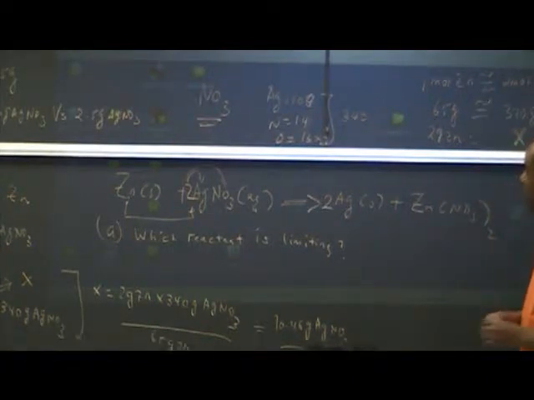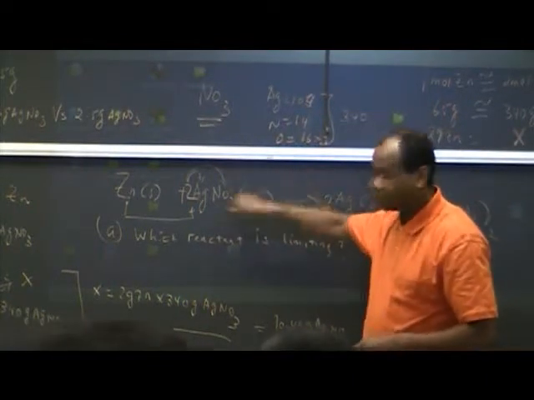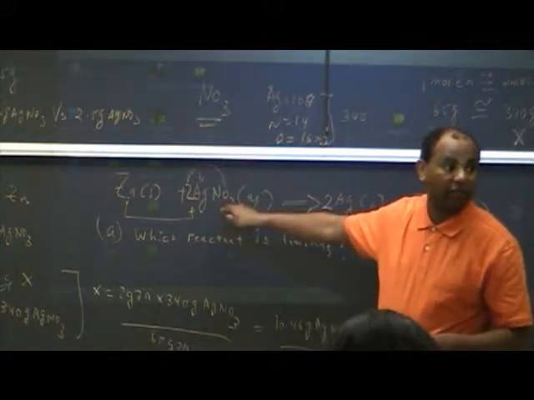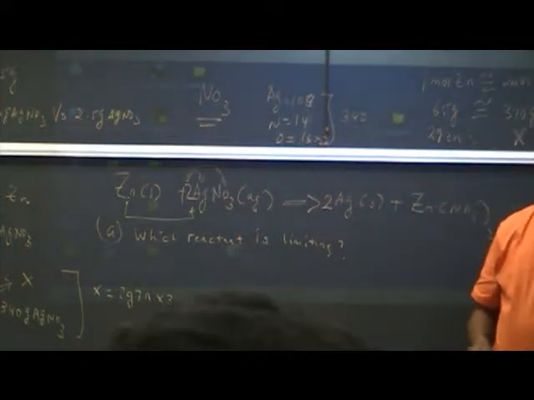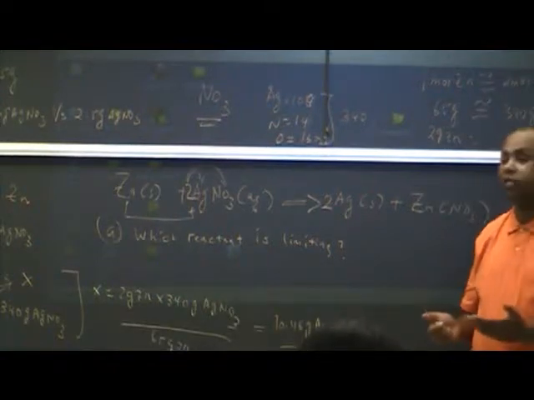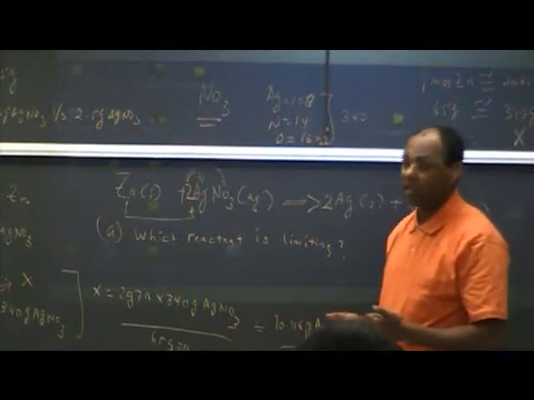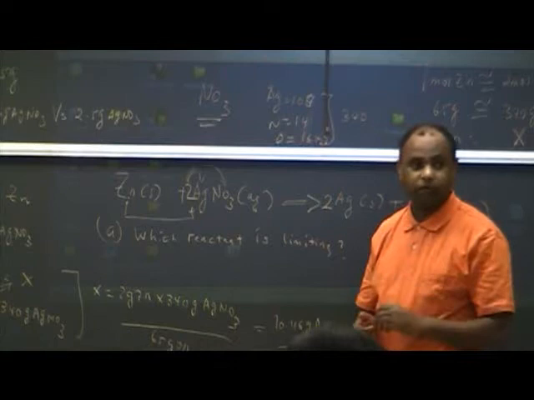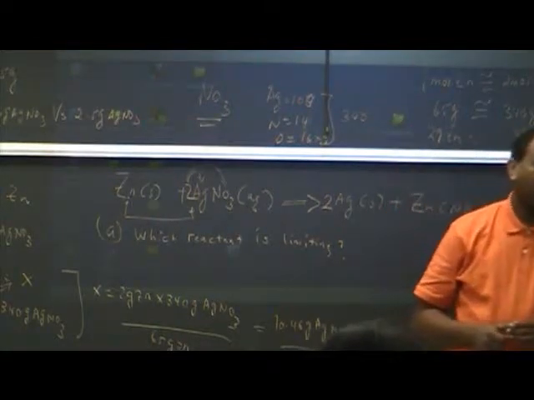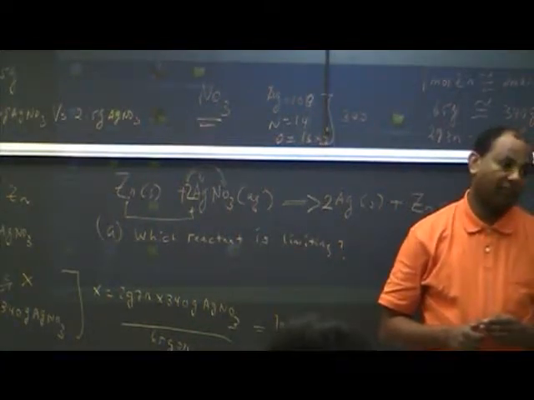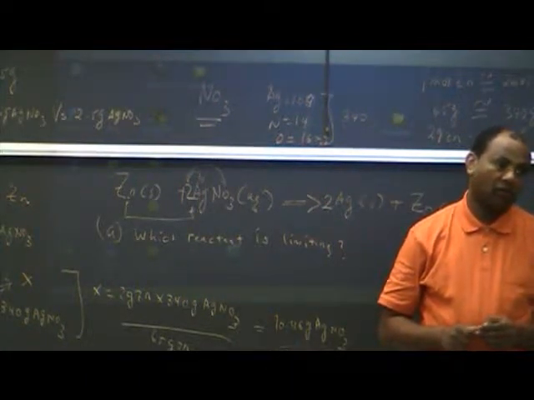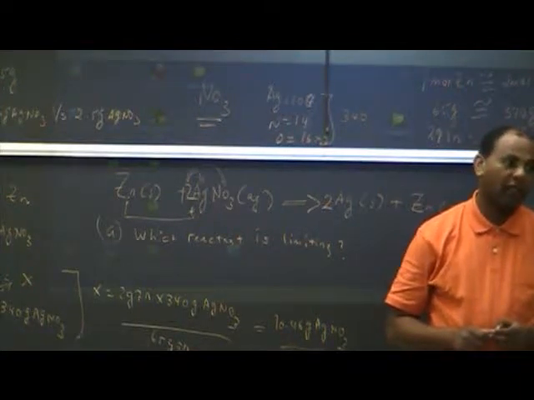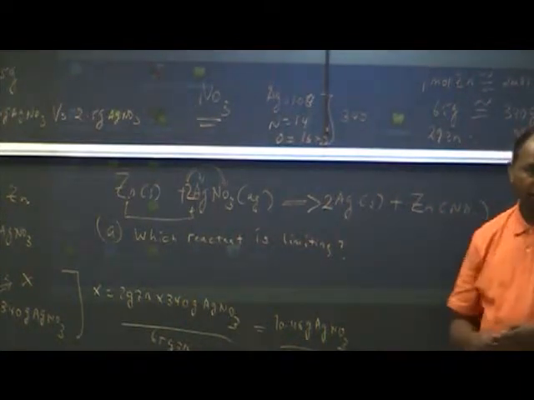So now, everything is based on silver nitrate. The first question was, which one is the limiting reactant? Now we know the limiting reactant is silver nitrate. What is second? Yes. What if you start by finding the amount of zinc needed to react with 2.5 grams of silver nitrate? You can do that; it's going to be 0.45 grams of zinc.